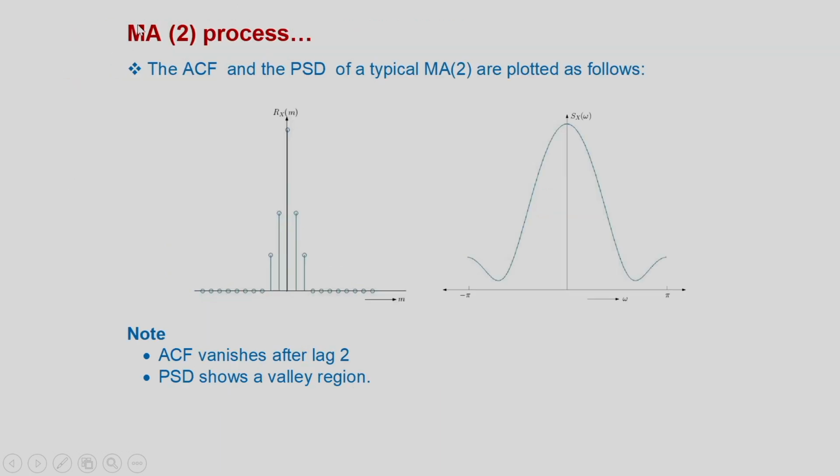If we plot this autocorrelation function, we will get a plot like this. Suppose this is lag 0, 1 and 2, after that the autocorrelation function becomes 0. And if we consider the plot of Sx(omega) versus omega between minus pi and pi, because it is periodic with period 2 pi, so uniquely defined only between minus pi and pi, and we see that there is a valley portion here. So, that is a characteristic of a moving average spectrum. ACF vanishes after lag 2, PSD shows a valley region.